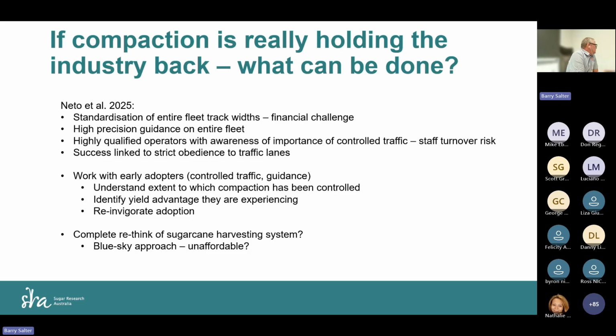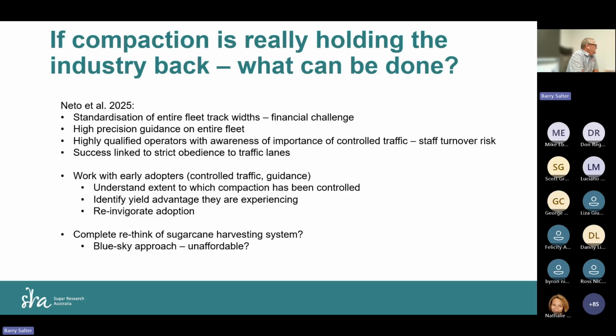There was some more work that came out of Brazil, this case Nito, again recently in 2025. I do find it interesting that we seem to be getting these papers out of Brazil, because I am starting to think that perhaps they're running into the exact same problems that we've got with their adoption of mechanisation. The suggestion from this author was that in order to really make controlled traffic work, you need standardisation of the entire fleet track widths. So that's harvesters, haul-outs, tractors, everything essentially, which no doubt has a financial challenge.